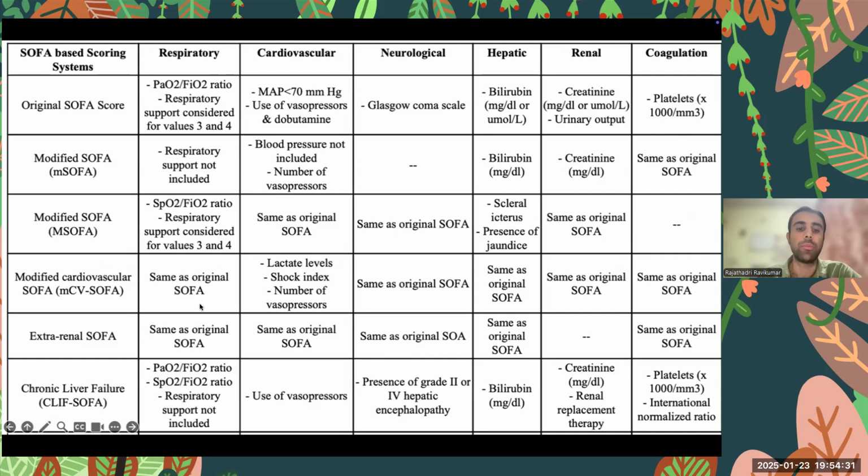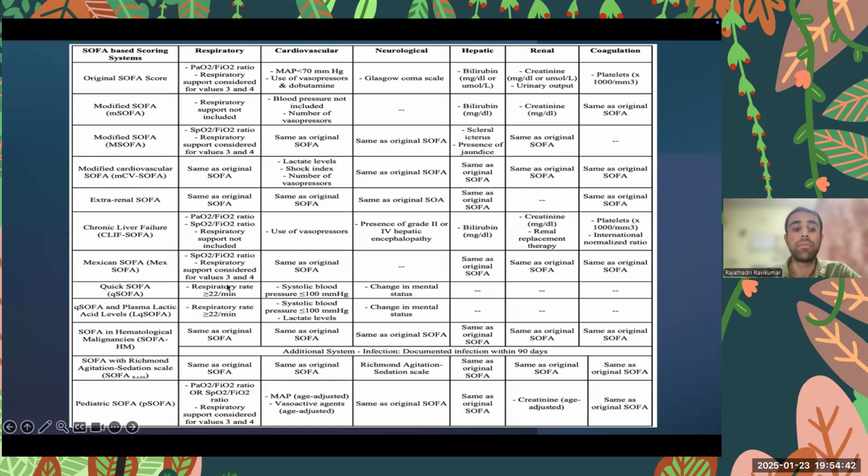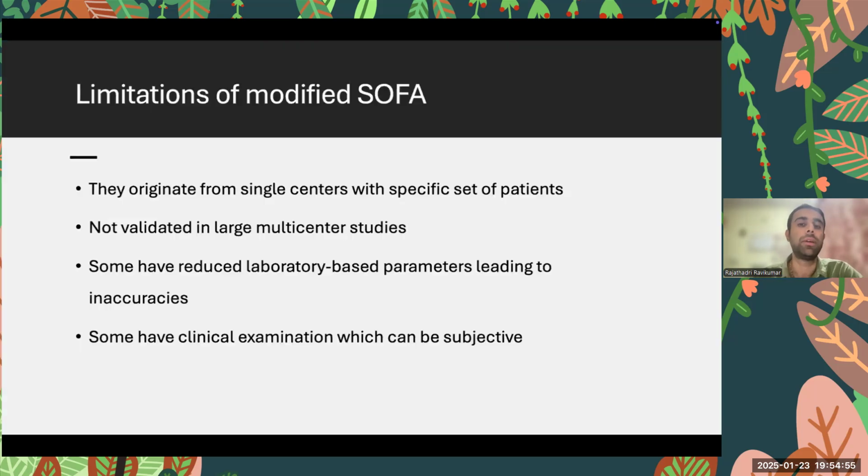Then came the cardiovascular SOFA modification, where different parameters were added for the cardiovascular system. Extrarenal SOFA, where they omitted the creatinine levels itself. Then CLIF SOFA for liver failure patients. Subsequently came further modifications: SOFA in hematological malignancy patients, SOFA with RAS, and then pediatric SOFA. So many modifications, but none of them are in clinical use. None of them became famous.